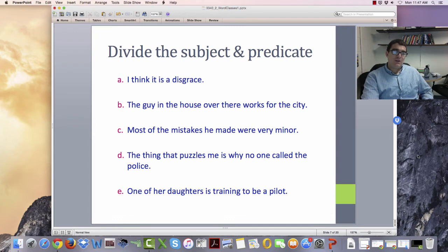So here, the thing that puzzles me, this is the subject. This is why no one called the police. One of her daughters is training to be a pilot. She is training to be a pilot, so divide between daughters and is.